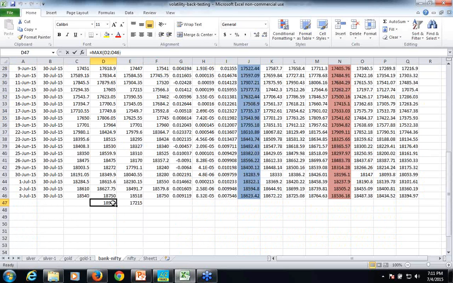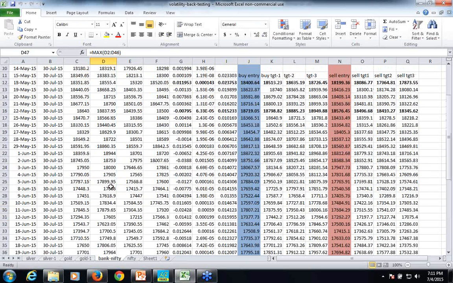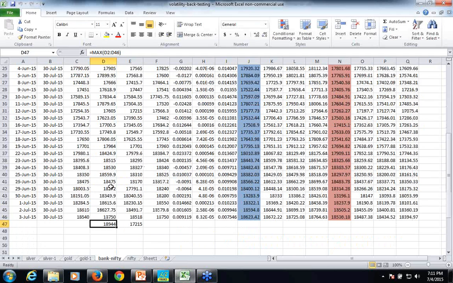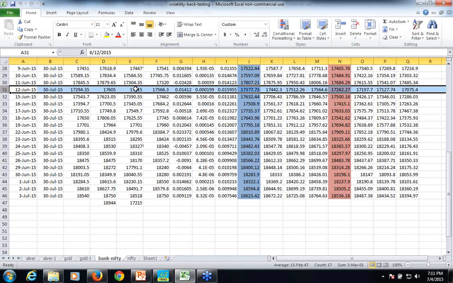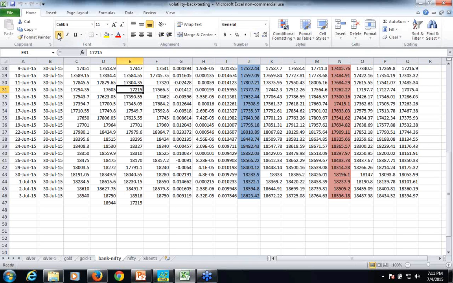Wherever I am finding out the high during this period of May, June and July, the ongoing month, it has made a high of 18,944 and a low of 17,215. If I focus on 17,215, this is coming on 12th June. This is the low it has made.